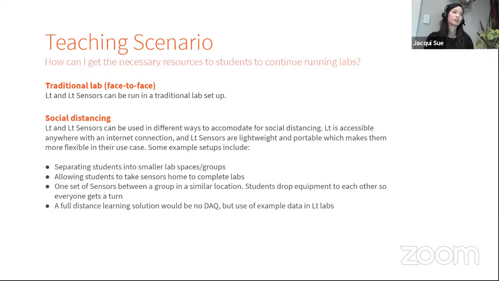However, if you suddenly had to account for social distancing, LT is accessible anywhere with an internet connection, and LT sensors are pretty lightweight and portable, which means they're a bit more flexible in the way they can be used. Examples of how you could use this include separating students into smaller lab spaces or groups. Let's say you can't actually run a lab with 96 students in a room anymore. You might have to run groups of 10 students through a lab at a time, and you can set this up in little classrooms or something to reduce the amount of social interaction. You could also allow students to take sensors home to complete labs. Or alternatively, you could have one set of sensors between a group, let's say of 6 students that are in a similar geographical location.